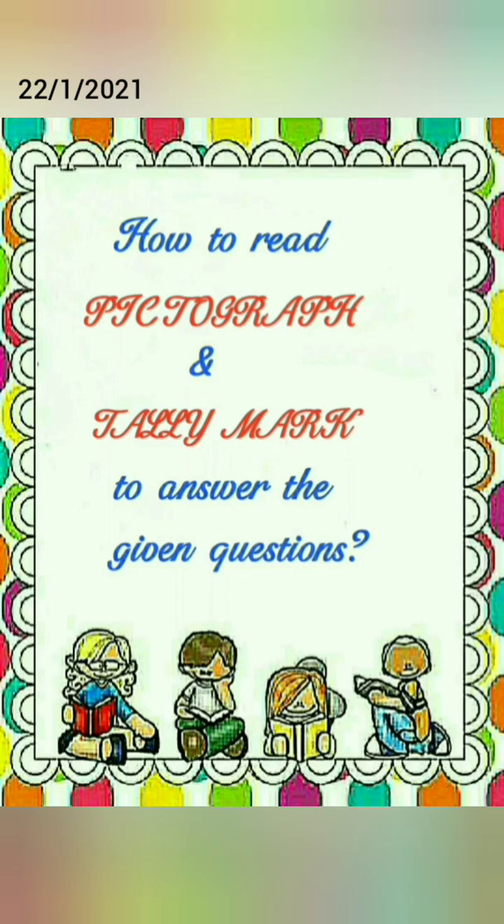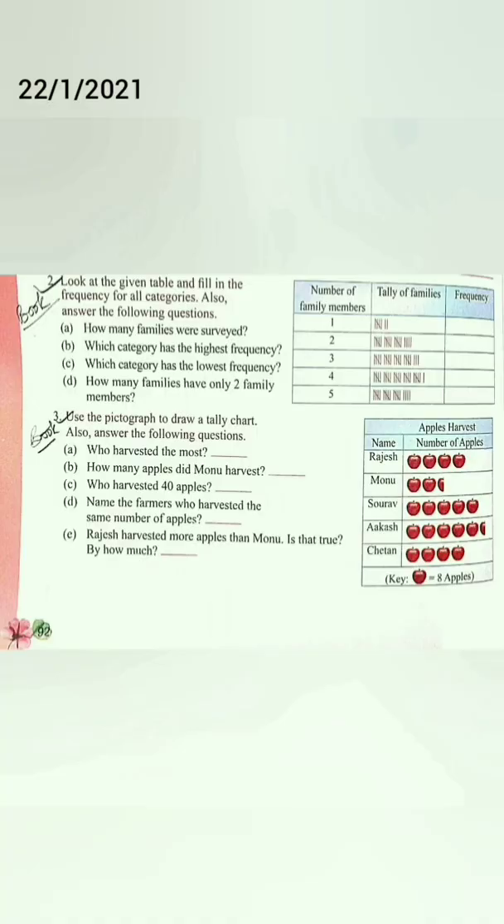Now we will move forward to learn how to read pictograph and tally marks to answer the given questions. For learning this, we will start doing the questions from the textbook. So open your book page number 92 from your book Term 3. Now in question 2, we can see that the data has been given in the form of tally marks. So we are going to learn how we can read these tally marks to answer the following questions.